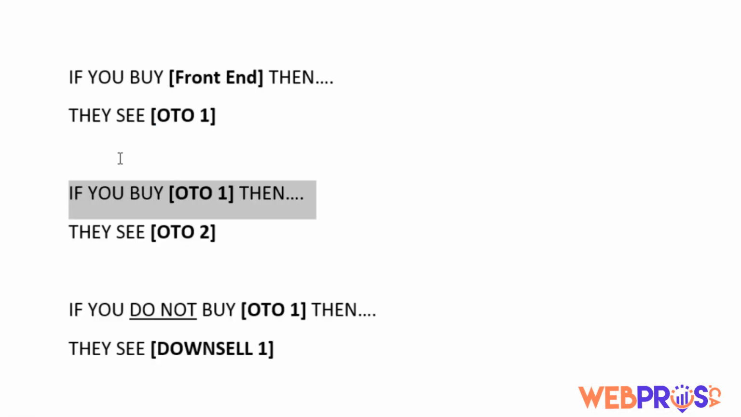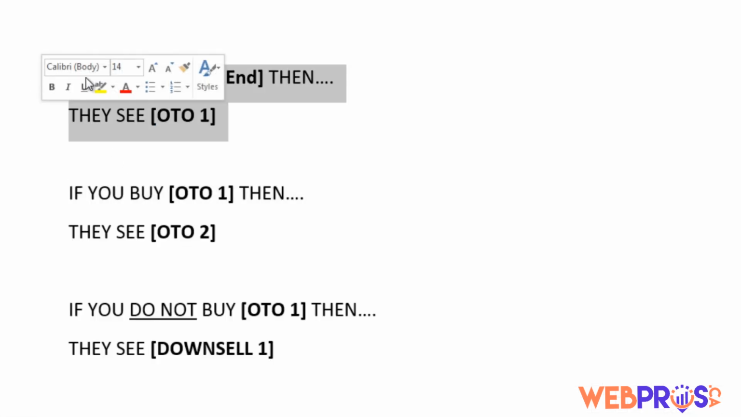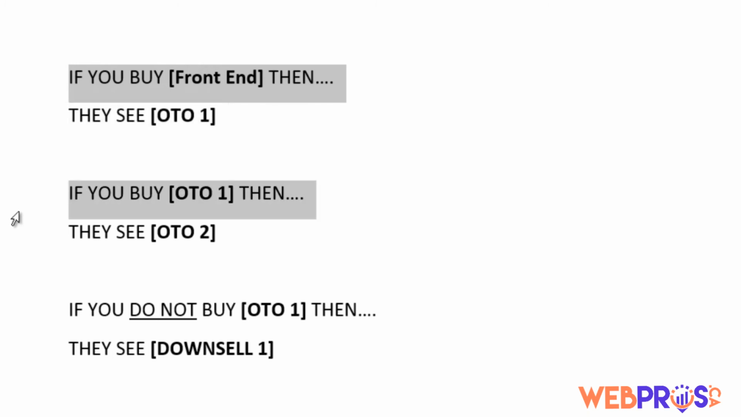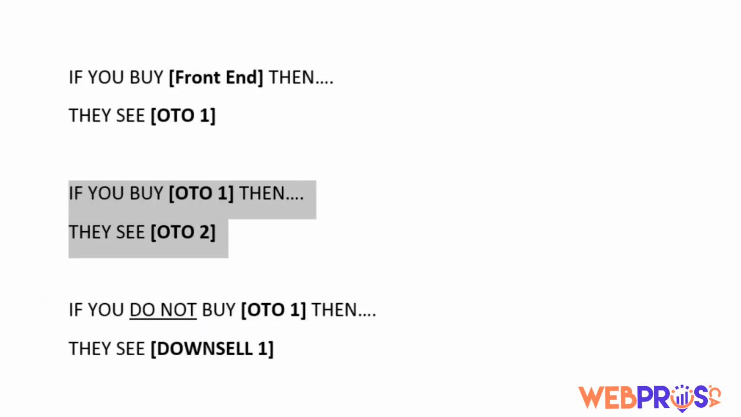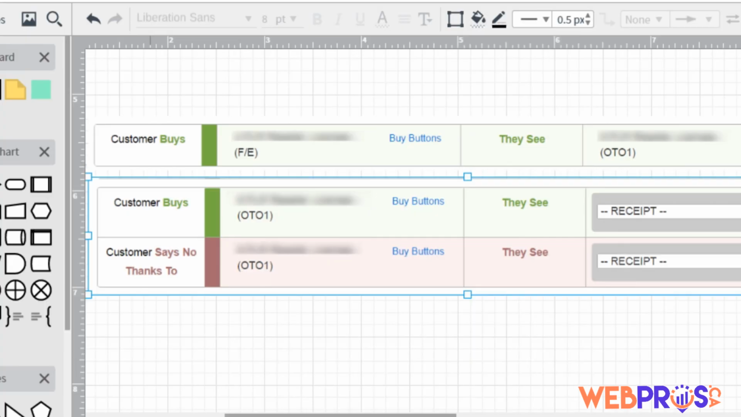So let's refer back over here. We did this already, which was the first row. Now the second row and the third row. The second row says if you buy the one-time offer 1, then you'll see OTO 2. So let's go back here. Second row here is if you buy OTO 1, then you should see OTO 2. So you click this drop-down menu that says receipt right here, and then you choose OTO 2. You click add there.